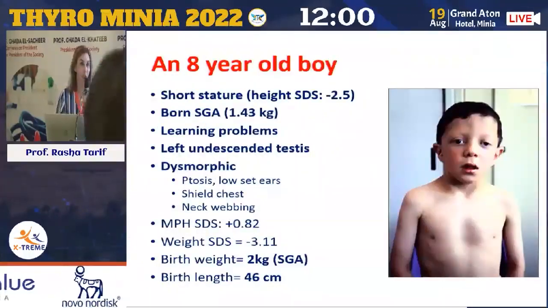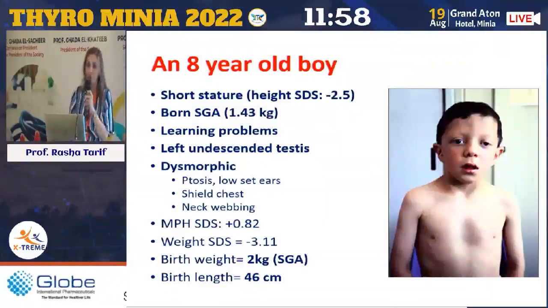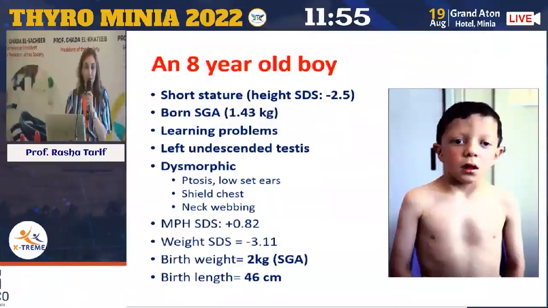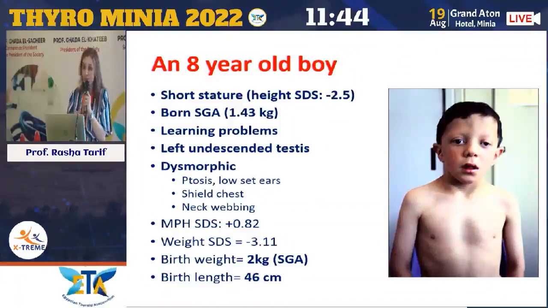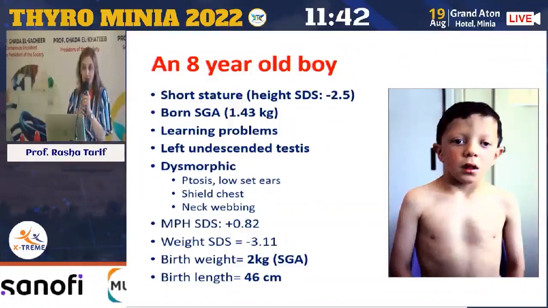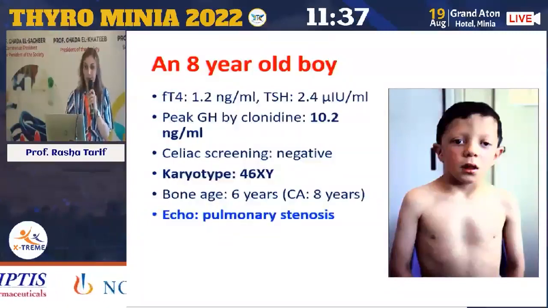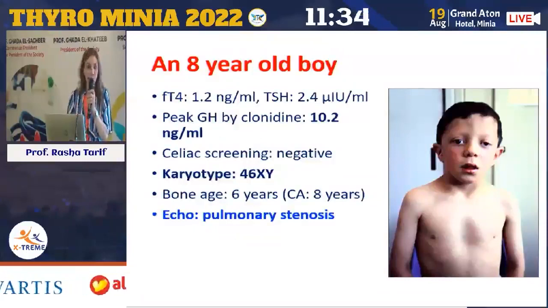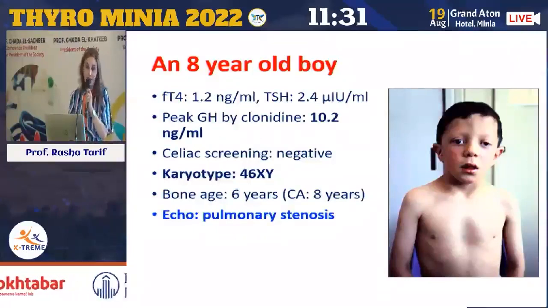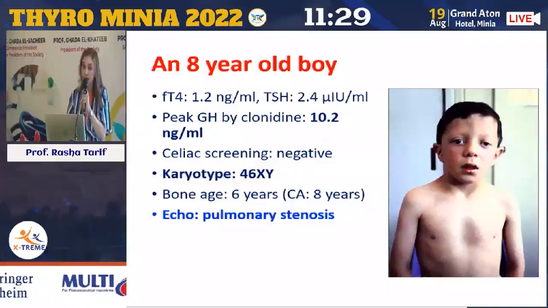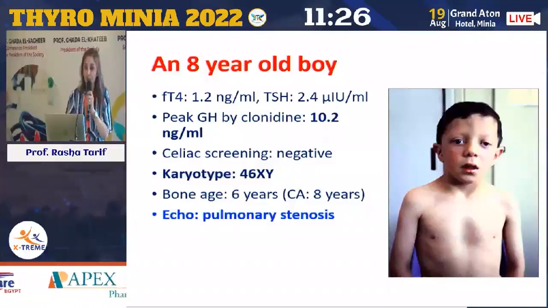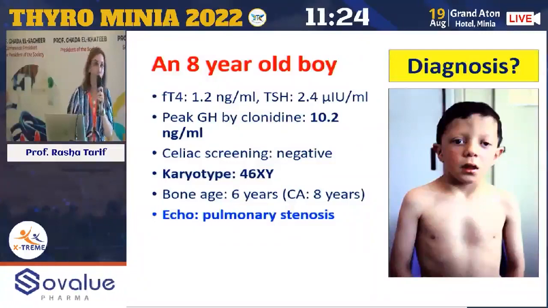What about this cute little boy? This is an 8-year-old boy who came with short stature. He was born SGA. He has learning problems at school. The mother gave history of undescended testis, which was operated. He has ptosis, low set ears, shield chest, webbing of the neck, and he had a low birth weight and length. His thyroid profile and growth hormone are normal. The karyotype is 46XY. The bone age is 2 years delayed. There is pulmonary stenosis by the echo. What's your diagnosis? Thank you very much.